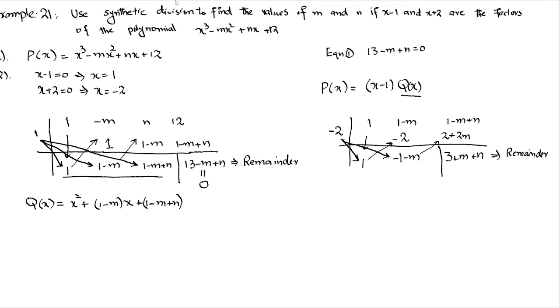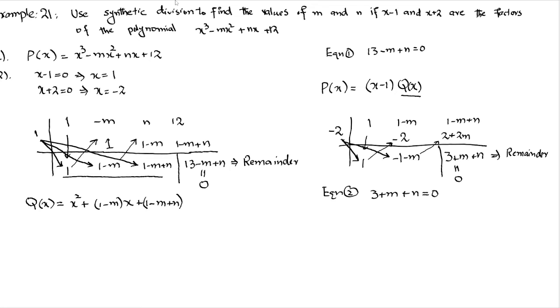According to the given statement, x plus 2 is a factor of the polynomial. So when x plus 2 is a factor of the polynomial, then the remainder must be equal to 0. So from here we have got equation number 2, which is 3 plus m plus n is equal to 0.